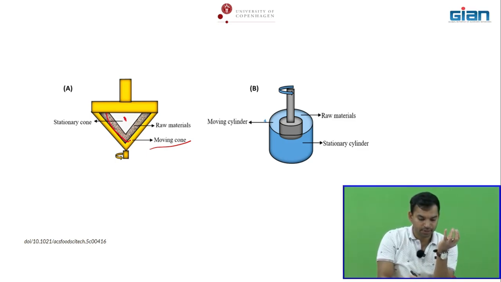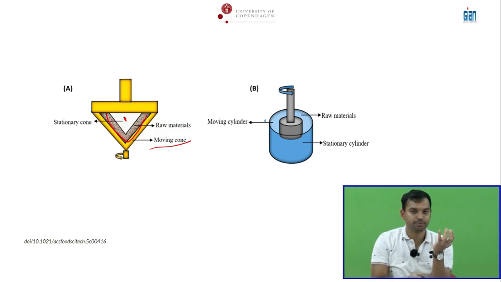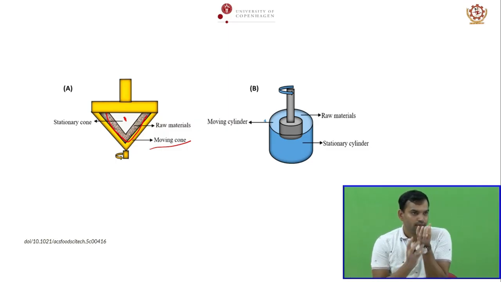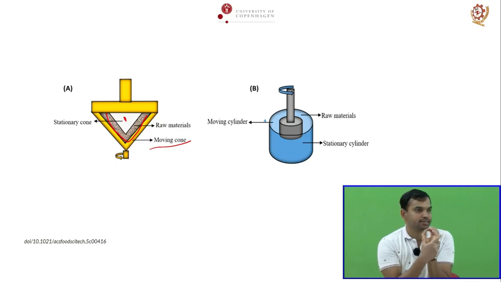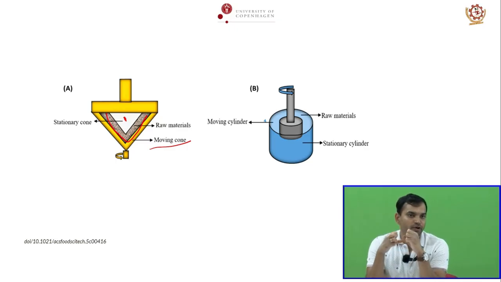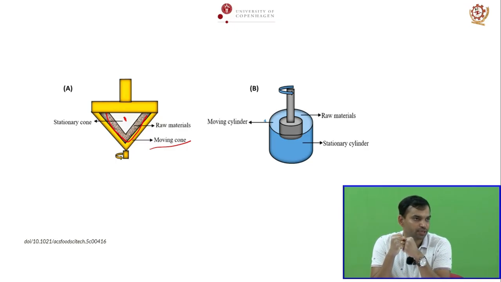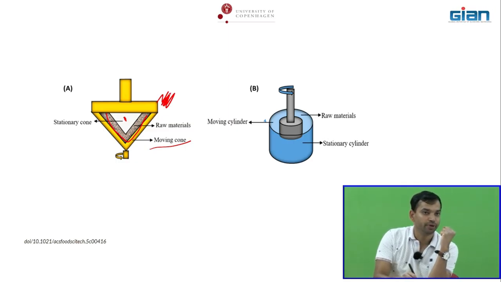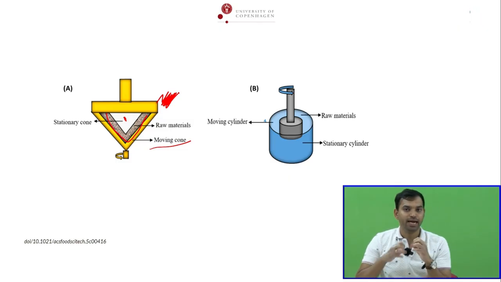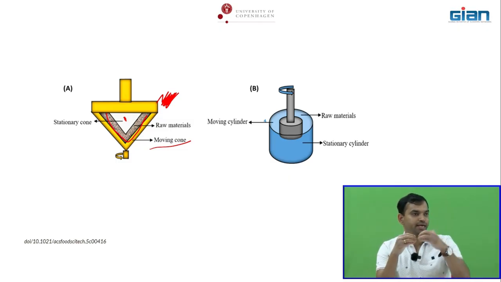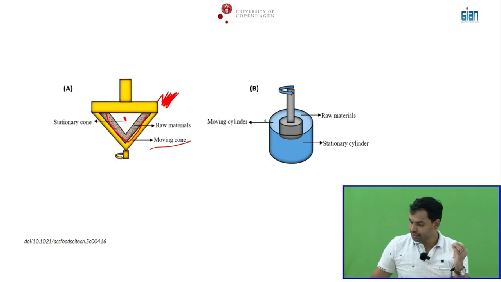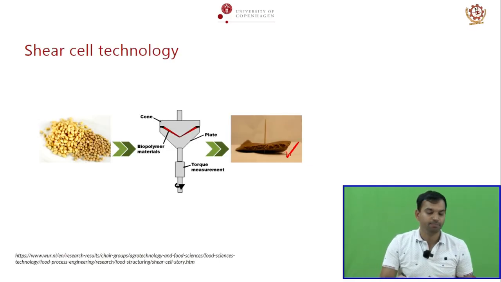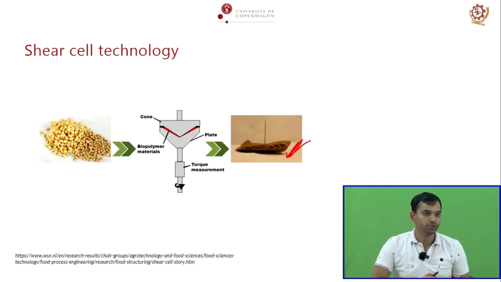And your sample, the protein, carbohydrate, everything is placed in the middle. The lower cone apparently rotates, and then it creates a very high shear force, and the temperature can also be controlled here. You can apply high temperature, and that apparently gives you a very fibrous structure that can be used to create meat analogs. It's a new technology.